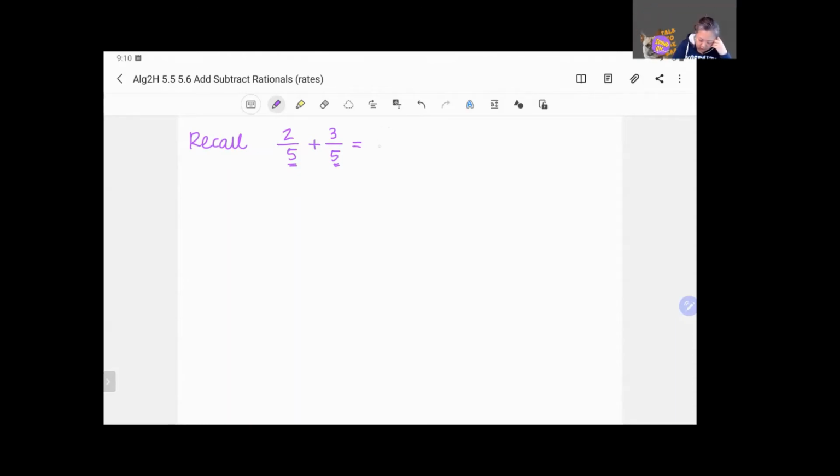So we can go ahead and keep the denominators. It's still denominator 5. Then I can go ahead and add the top. So it's going to be 2 plus 3, and then it's 5 over 5, and then you can leave it, or you can just rewrite it as 1, right?